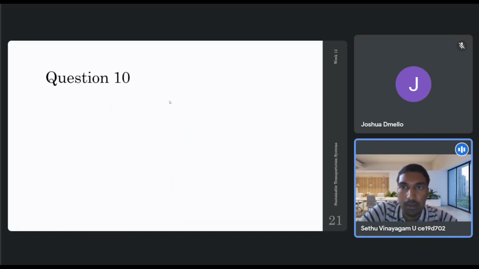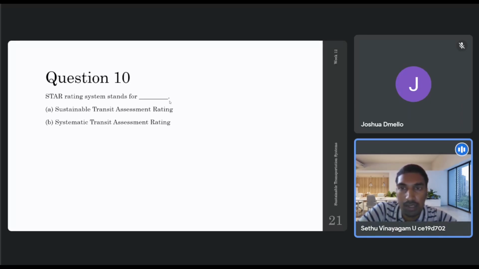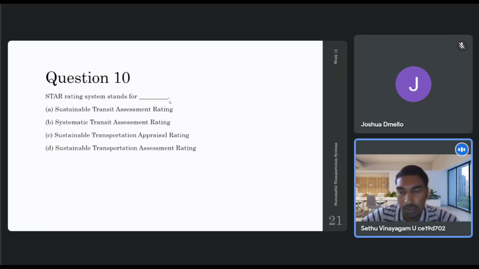Okay, question number 10: STAR rating system stands for dash. So the options are: Sustainable Transit Assessment Rating, Systematic Transit Assessment Rating, Sustainable Transportation Appraisal Rating, Sustainable Transportation Assessment Rating.